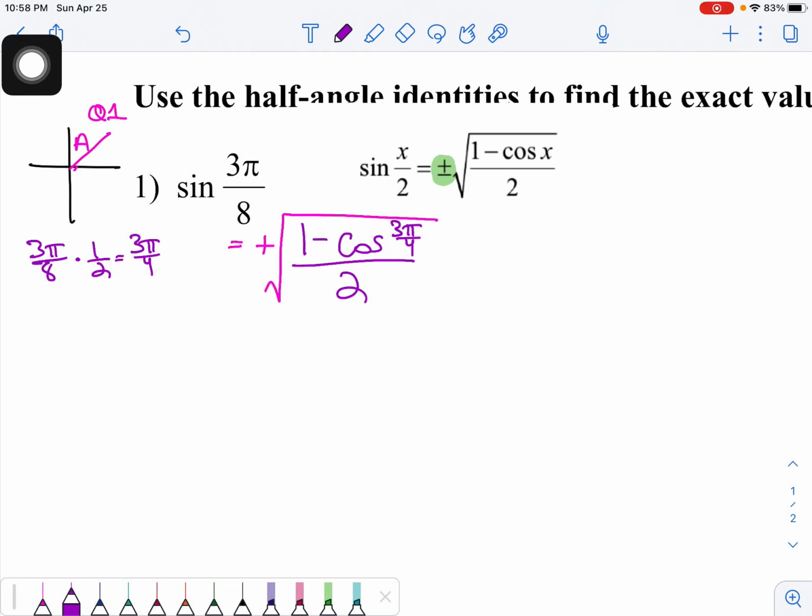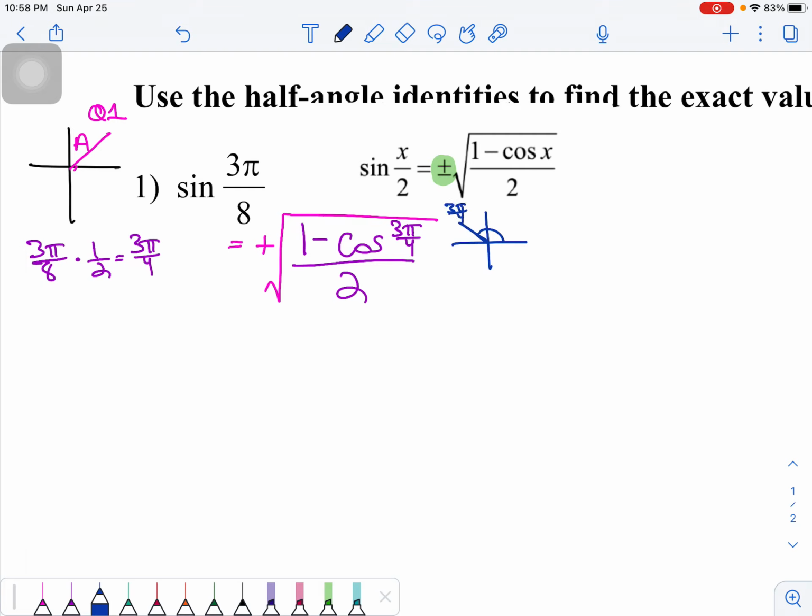Mathematicians, not creative about naming things. All right, so separately, and this is where it's going to get a little bit weird, I now need to figure out what the cosine of 3 pi over 4 is. So if I were to graph it, 3 pi over 4 is over here in quadrant 2, right?